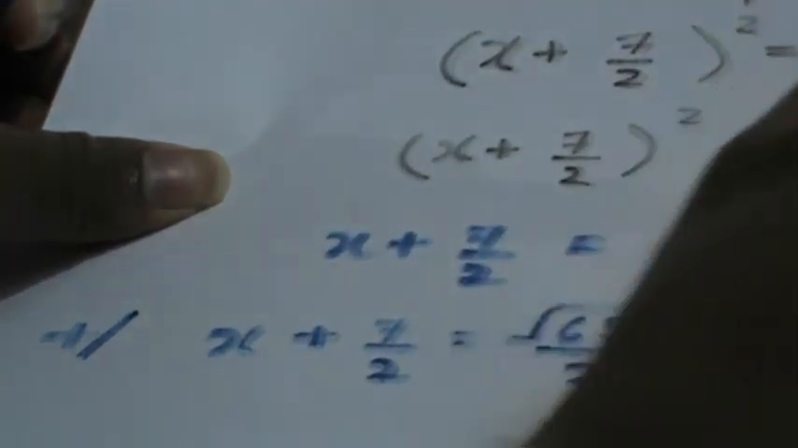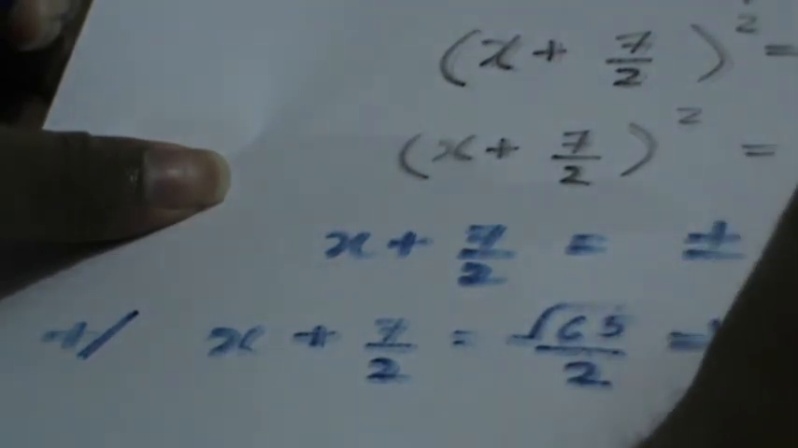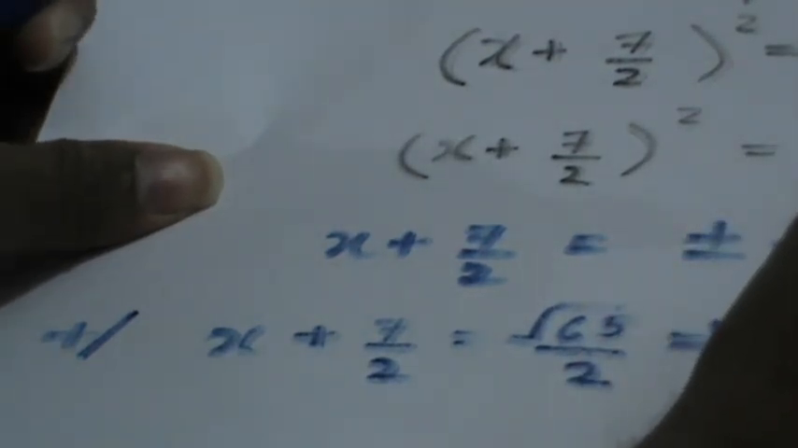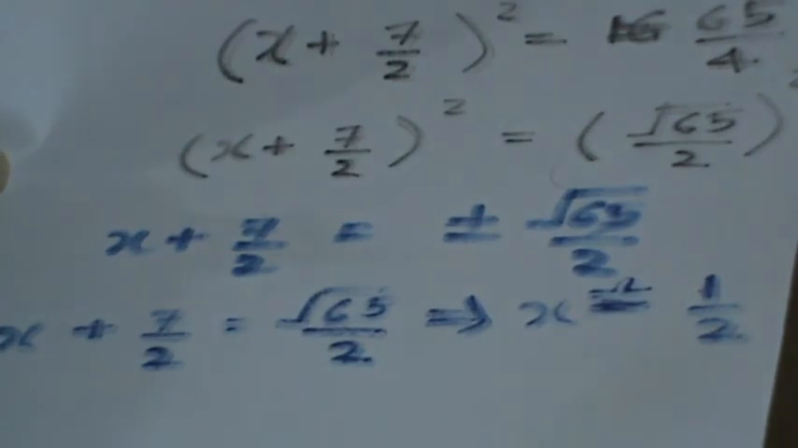So x is equal to root 65 minus 7 by 2, which is approximately equal to, root 65 is approximately 8, so 8 minus 7 is 1. So 1 half. This x is approximately equal to half. Right? X is not exactly equal to half, x is approximately equal to half.